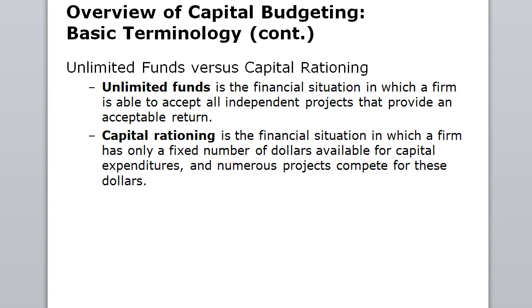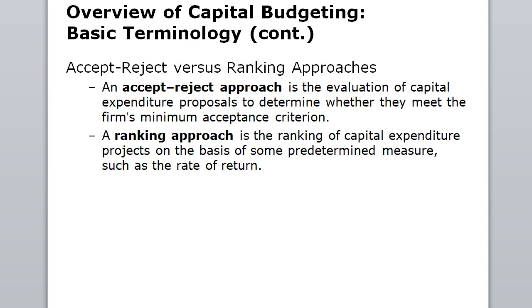Capital rationing is a more common financial situation where the financial capital of the firm is limited, and they have to pick only a fixed number of projects that will meet but not exceed their capital budget pool. So these projects will have to compete for the limited resources of the company. And of course the company wants to select the projects that are most profitable.